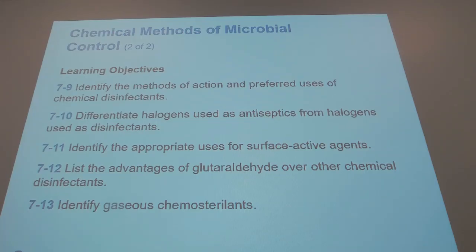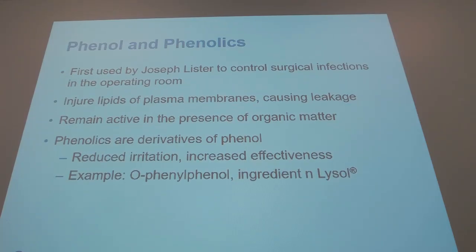Okay, now we're going to see in this part methods of action of different disinfectants, including halogens, which is chlorine, one of it. We're going to see surface active agents like soap. And then we're going to see other chemical disinfectants like gaseous chemosterilants. So one of these chemical disinfectants are the phenol and phenolics.